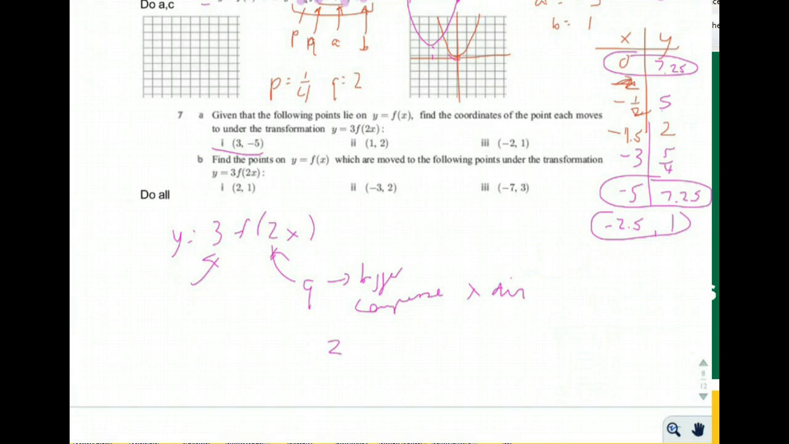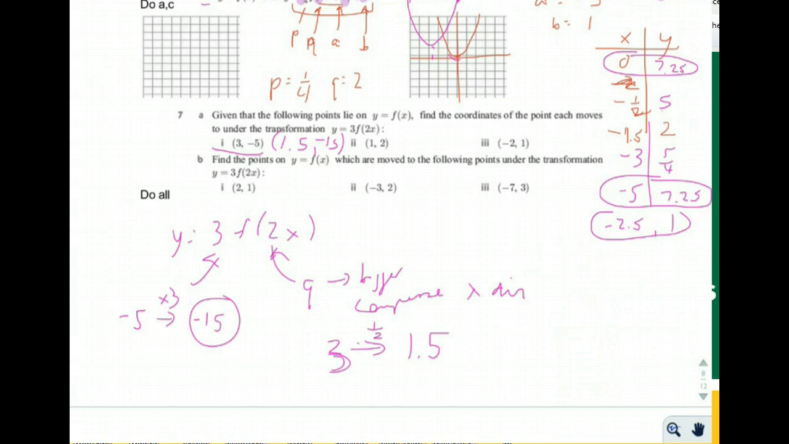So the x value is going to be 1.5 instead, because it's going to compress by a factor of 1/2. And then the 3 here is going to make the graph taller in the y direction. So the y value is -5. It's going to be multiplied times 3, and we'll get -15. So for example, the 3 comma -5 point is going to be 1.5 comma -15.